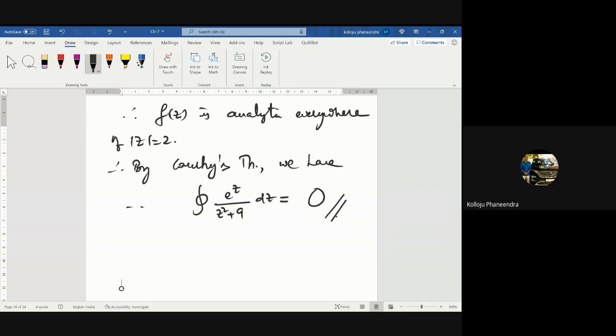Yes, any doubts? Sir, if f of z is non-analytic, then this theorem is not applicable. That is the next topic. Now, till now, it is clear. Yes, sir. Anybody?